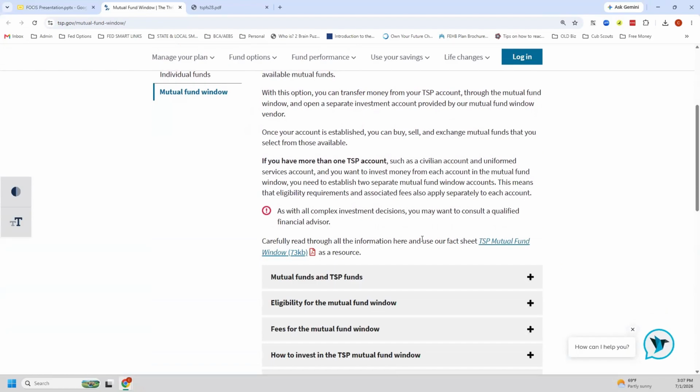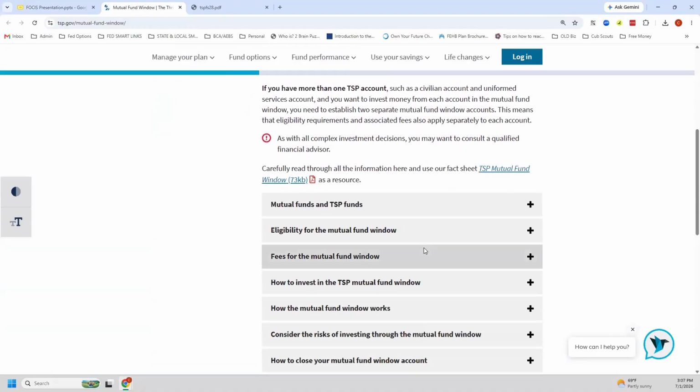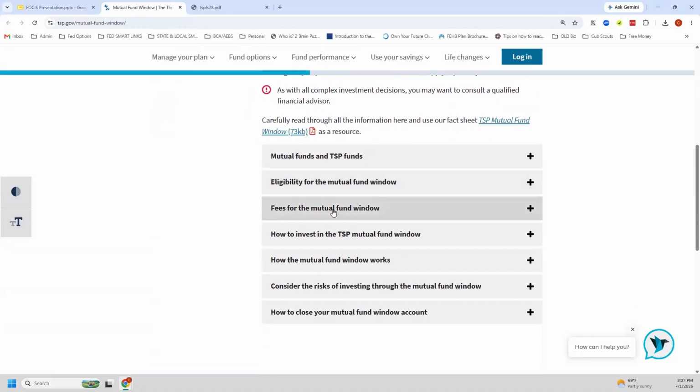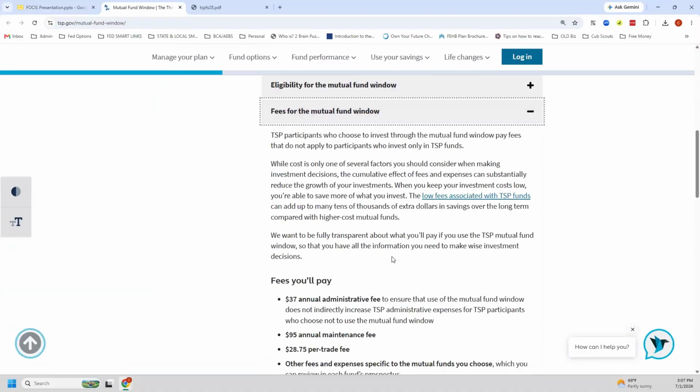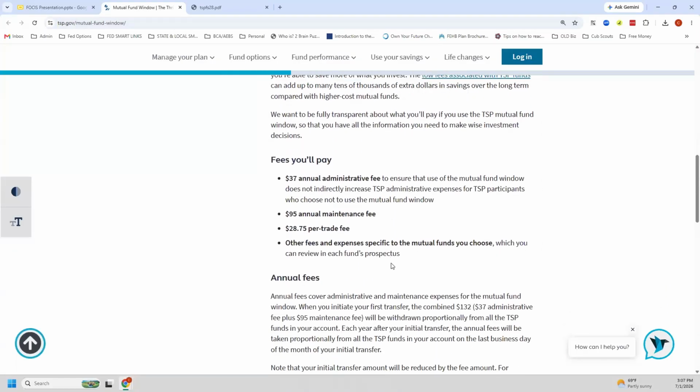So I wanted to make sure that you guys have this resource to talk about the mutual fund window, eligibility, fees within it. And again, you're going to see everything else that we just went over. Oh, $37 annual administrative fee. They must have changed that. Well, plus the $95. Okay.